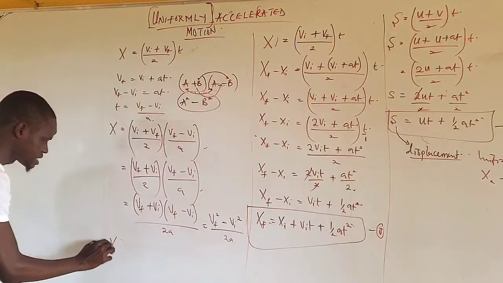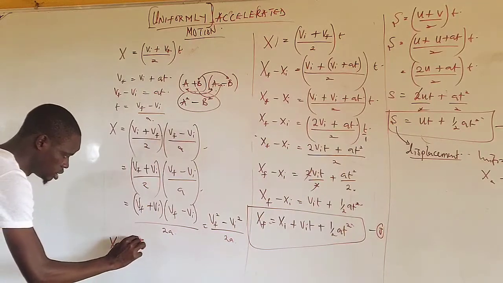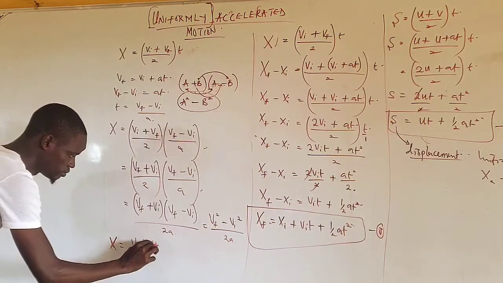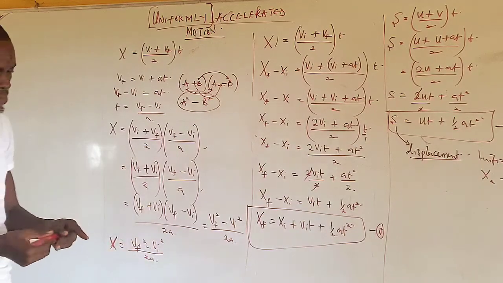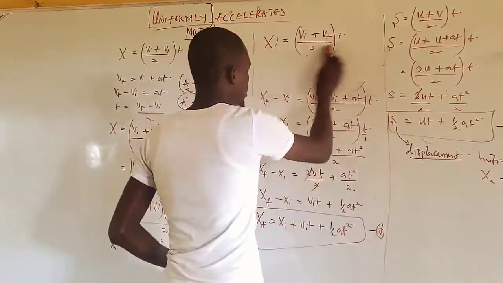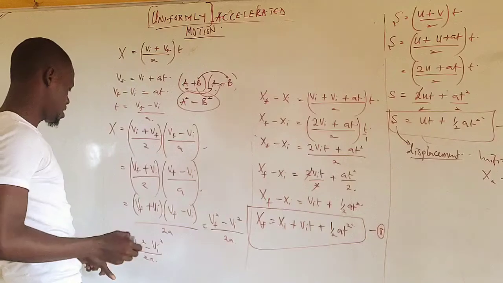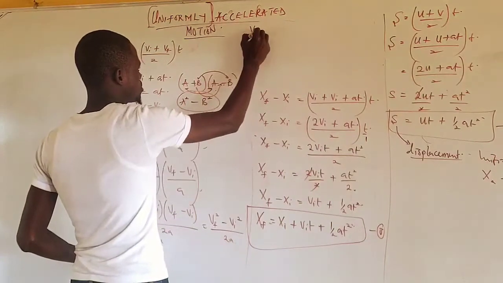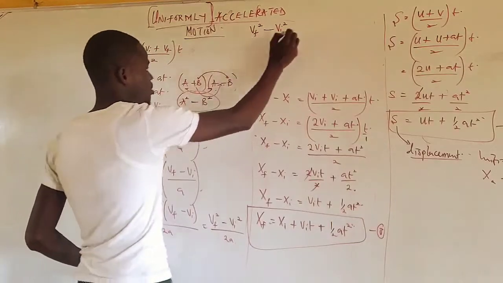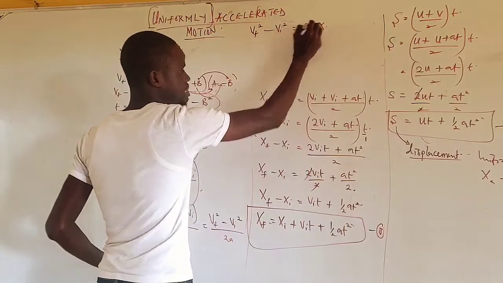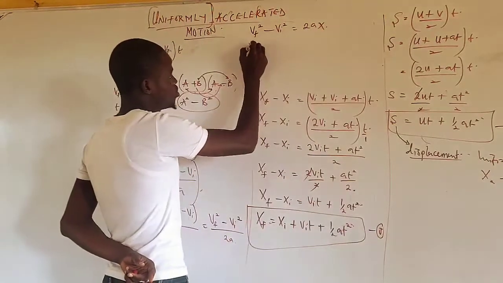Then I'll have my x equal to Vf squared minus Vi squared over 2a. Let me try to remove something off here. I can remove this one for you. So we have Vf squared minus Vi squared equals 2ax. Now, this is what we are going to have here. But if you take a look at this x here, we can say that what?